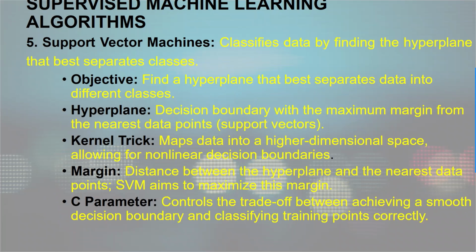Then we have the margin, which is the distance between the hyperplane and the nearest data points, and SVM aims to maximize this margin. Then we have the C parameter, which controls the trade-off between achieving a smooth decision boundary and classifying training points correctly.